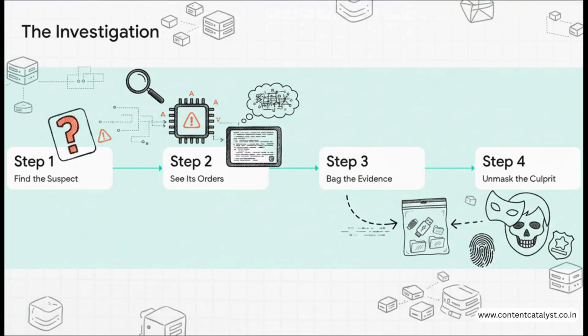First, we find a suspicious process. Then we see what it was told to do. After that, we bag it as evidence. And finally, we reveal its true identity. Let's do this. Okay, step 1.